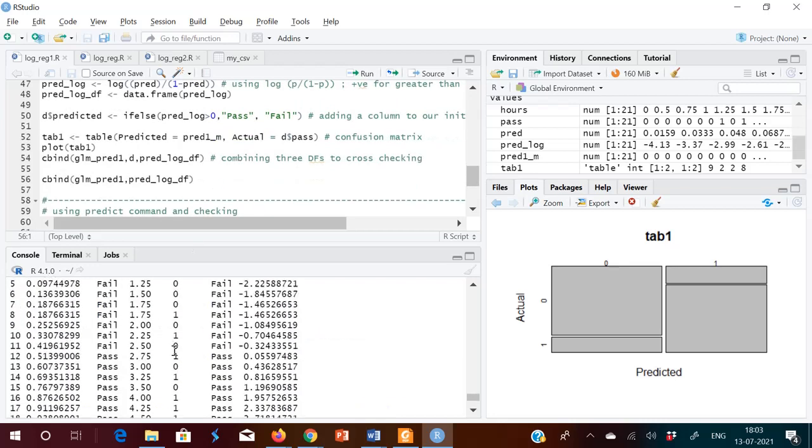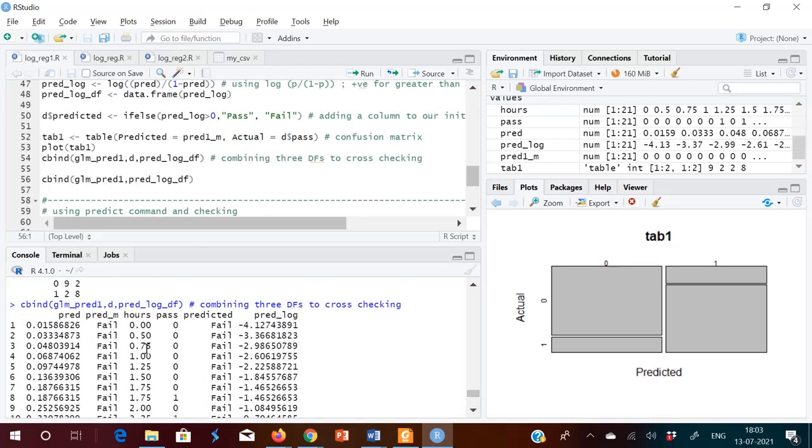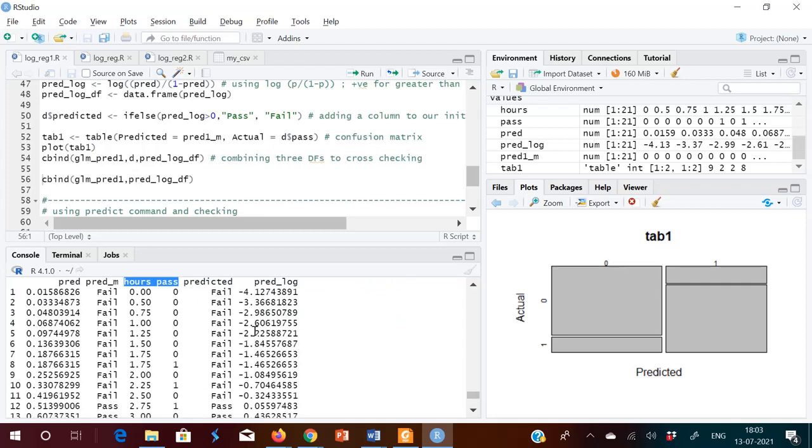Just combining only. See, this is our initial hours and pass. I put D here in the center. That's where it came, and then you can see I added 1 column to that. That's why the predicted came.